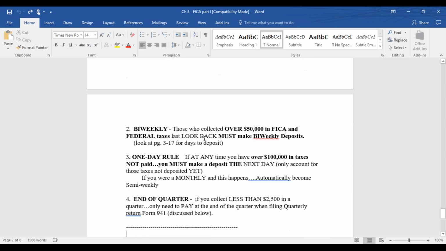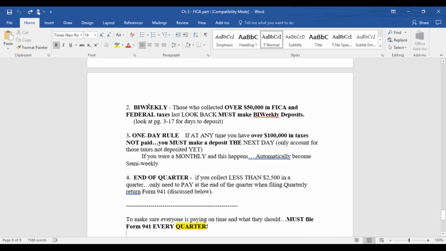If you are over $50,000, you have to pay what's called biweekly, which means you pay every other week. And that's if you have $50,000 over the entire year. Not that you have $50,000 built up at any one time. That's just if you have collected $50,000 over the entire year, paid it, and then collected and paid. If all of that added up to at least $50,000, that's what puts you in the biweekly category.